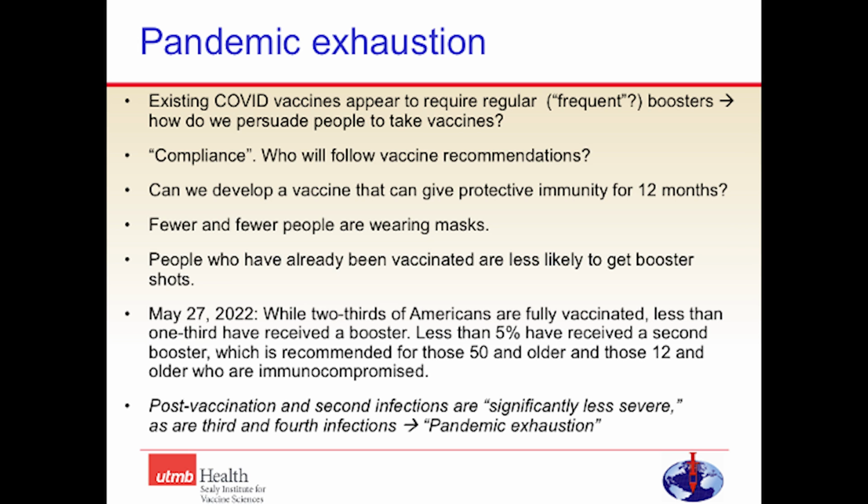We're in an era of pandemic exhaustion now. Everybody has to have these frequent boosters. How do we persuade people to take vaccines? Compliance: who will follow the vaccine recommendations? How do we develop a vaccine that's going to last more than 4 months? And the Holy Grail, according to the head of Pfizer, is a vaccine that will work for 12 months. And I think that's where we are.